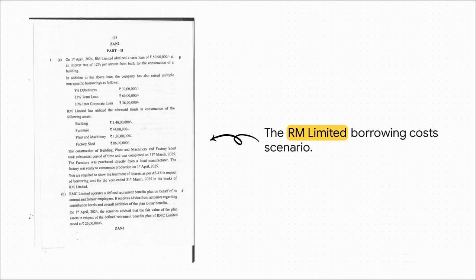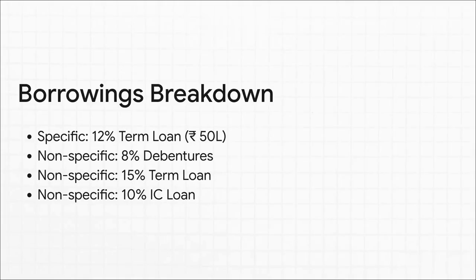And here is exactly why that rule matters so much. Look at the raw complexity of the RM Limited scenario. It's a dense wall of text. You've got a company pulling a term loan for a building, then a bunch of multiple non-specific borrowings, and they're spreading these funds across buildings, furniture, machinery, and a factory shed. When you see a problem structured like this on exam day, you have to know it's explicitly designed to overwhelm you. So how do we cut this down to size?